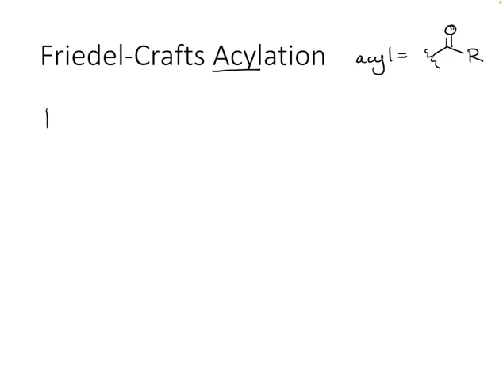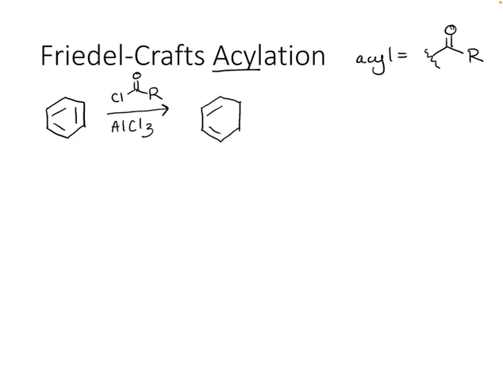So just as an example, let's say we start with benzene as usual. And let's say we add this molecule in here. So we have some sort of carbonyl or ketone there bonded to chlorine. And again, we're going to use aluminum trichloride as our catalyst. This is going to add that acyl group to the benzene ring.